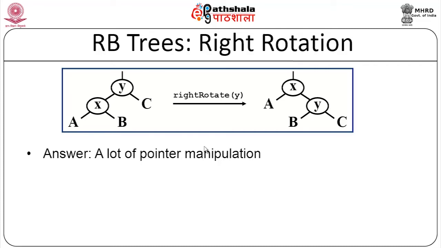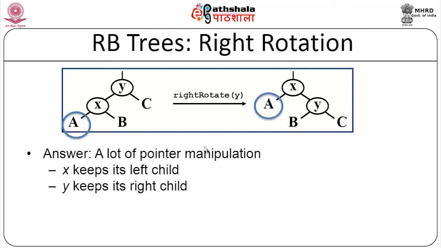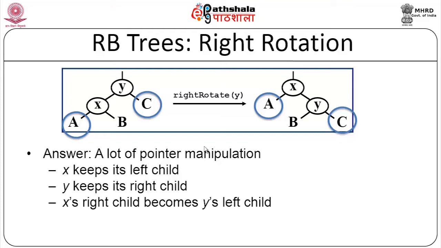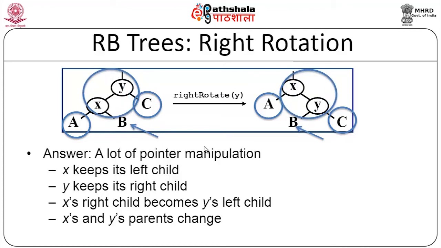Now, in red black trees, let us take a right rotation. So, you have a right rotation about y, then what do you do? X about y, y is called the pivot. So, here you have to do a lot of pointer manipulation. So, x keeps its left child, but what happens? Y keeps its right child. Both are kept, so it remains the same. X's right child becomes y's left child, and x and y's parents interchange.